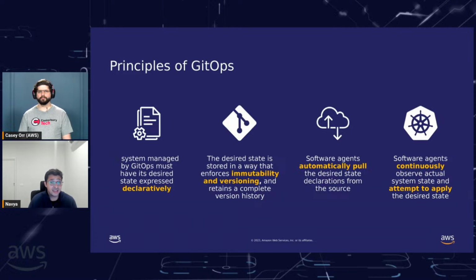The next one would be desired state. Is basically stored in a way that enforces immutability and versioning.